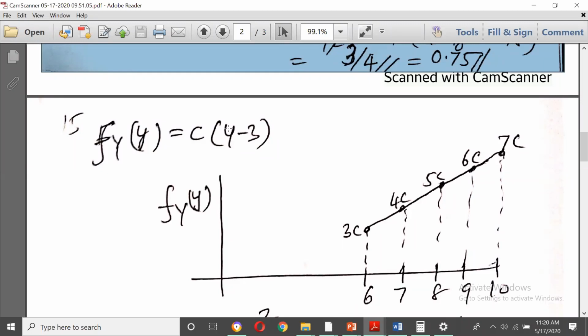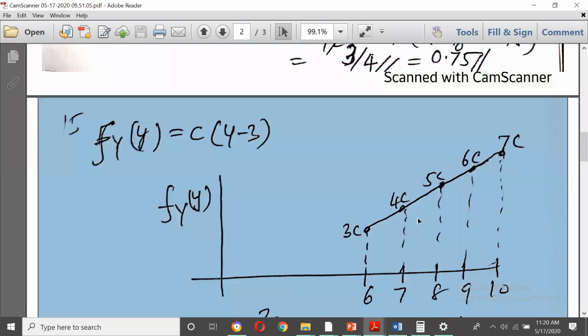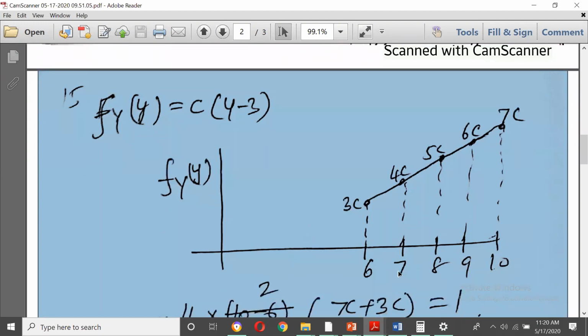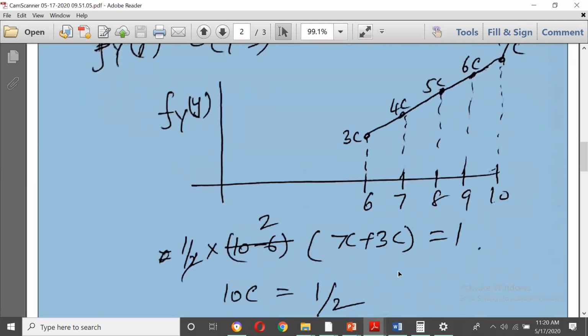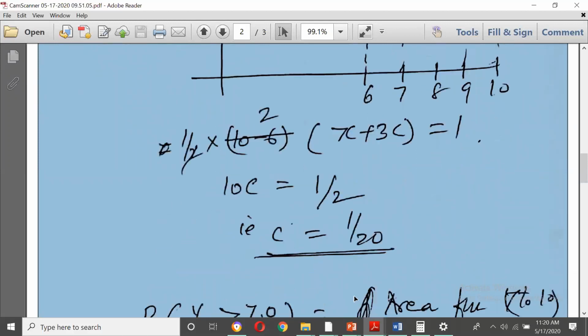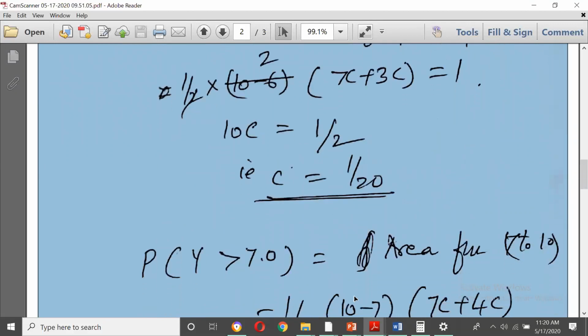At 9, it will be 6c. At 10, it will be 10 minus 3, that is 7c. So the total area under this will be equal to 1. So again, this is a trapezoid. So for that, you can write half into base, that is 10 minus 6, into 7c plus 3c equal to 1. That will give us 10c is equal to half, that is c is equal to 1 by 20.